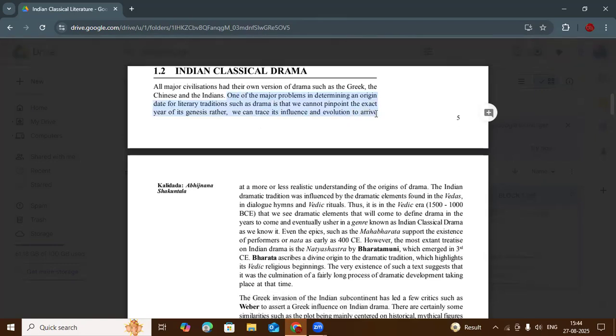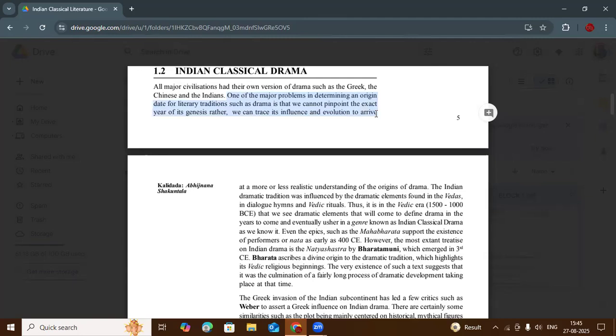One of the major problems in determining an origin date for literary traditions such as the drama is that we cannot pinpoint the exact year of its genesis. So we do not know when exactly a drama has originated. That is not at all possible.